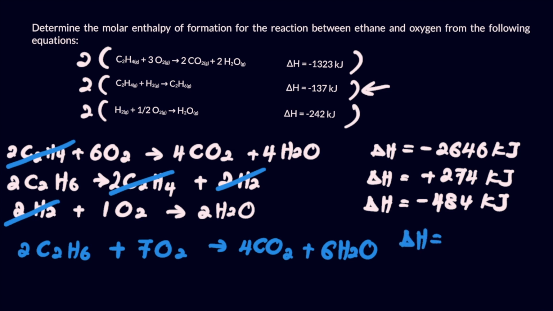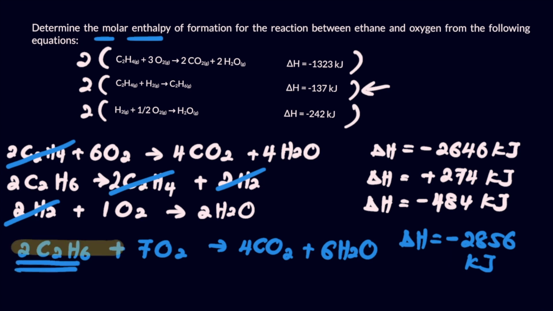Therefore, your delta H will be equivalent to negative 2856 kilojoule. Right, but this is not the end, because in the question, you were asked to calculate the molar enthalpy. So the molar enthalpy means that you want it to be in 1 mole only. So, for example, here, you have 2 mole of ethane. So this much of ethane, you will produce this much of energy. So now you're going to calculate what is for 1 mole of ethane.